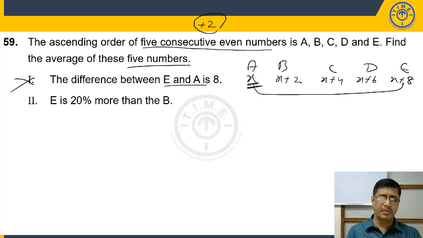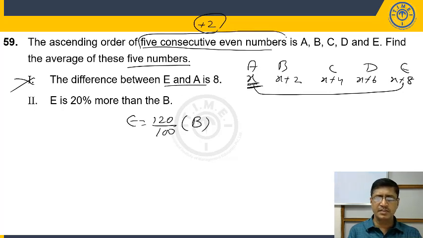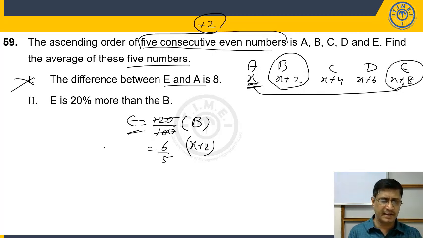Now what about the second statement? Statement 2, if you observe, says E is 20% more than B. E is 20% more than B means the value of E is equal to 120% of B. 5 consecutive even numbers means x, x plus 2, x plus 4 and so on. So what is the value of B? B is equal to x plus 2. 120% means 6 by 5. And the value of E is x plus 8.